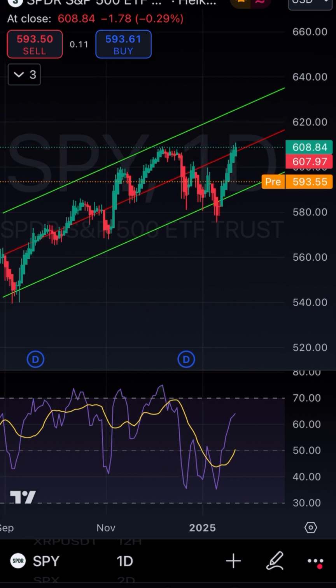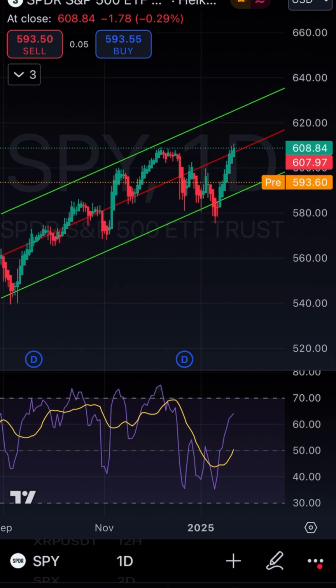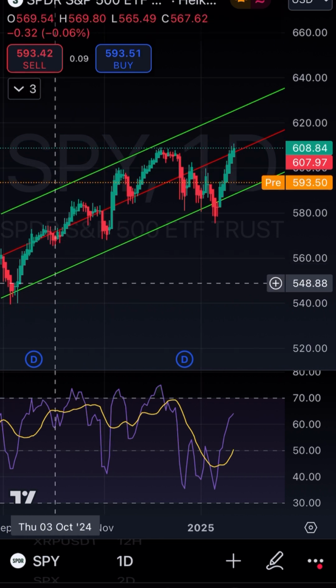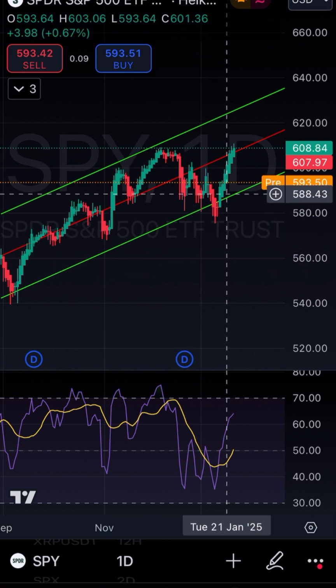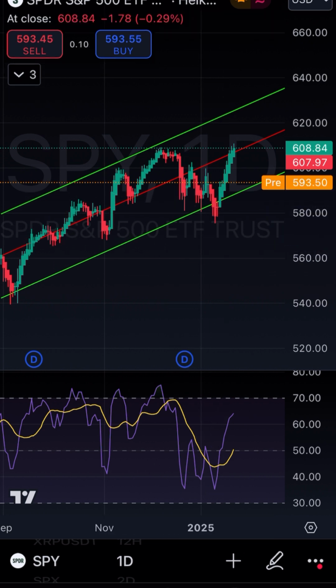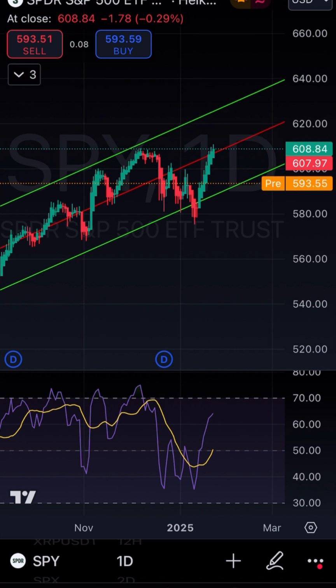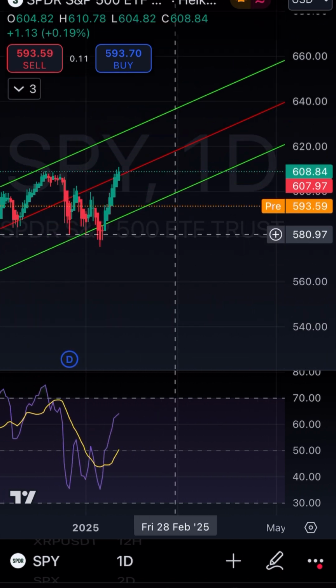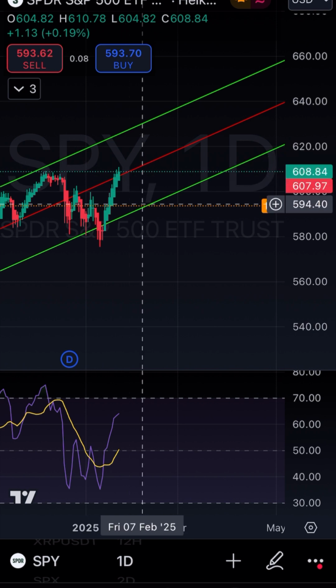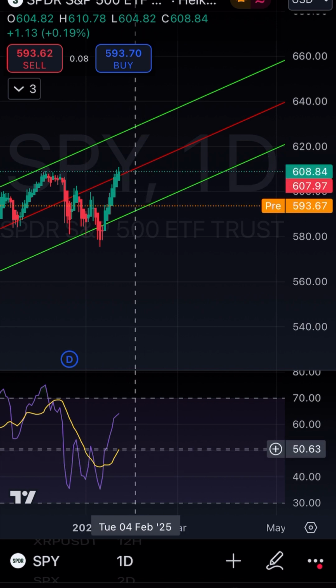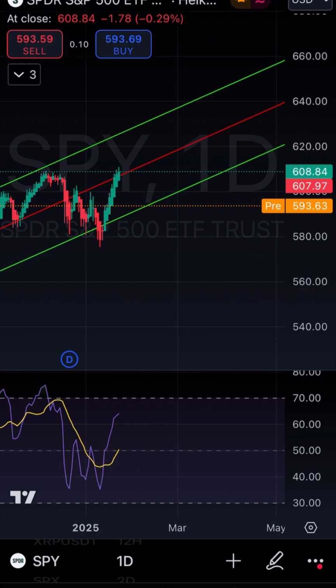But this is most important here. This is my rule. As long as you're in an ascending channel here, my focus is going in with the direction. So I always want to go with the direction. I do not want to go against the trend. So personally, what I am waiting for is for this to come down and for the RSI to start crossing.